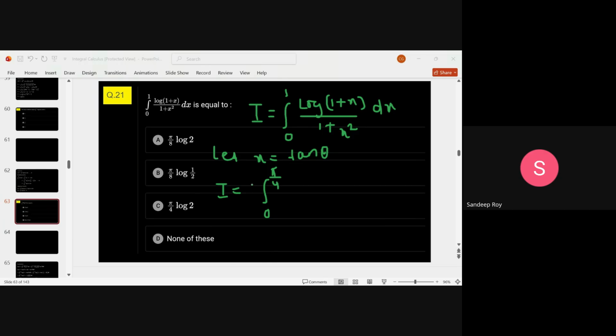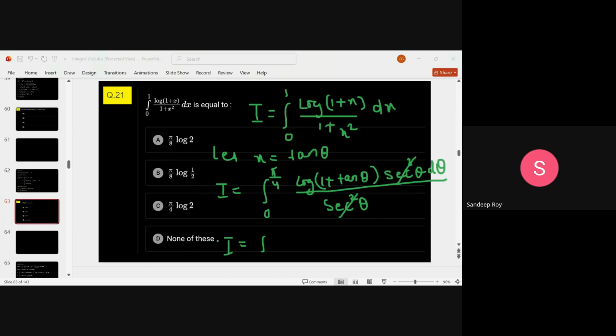And this is log of 1 plus tan theta, because x we have taken as tan theta, right? And dx will be how much? dx will be secant square theta d theta, right? So directly I'm writing over here, secant square theta d theta divided by the denominator, which is 1 plus tan square theta. That will be secant square theta, right? So this secant square theta gets cancelled from both numerator and denominator. So ultimately the integrand will be how much now?